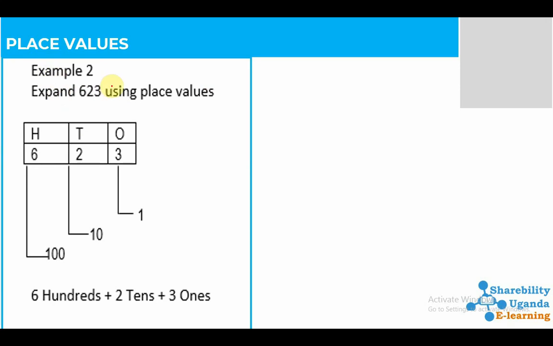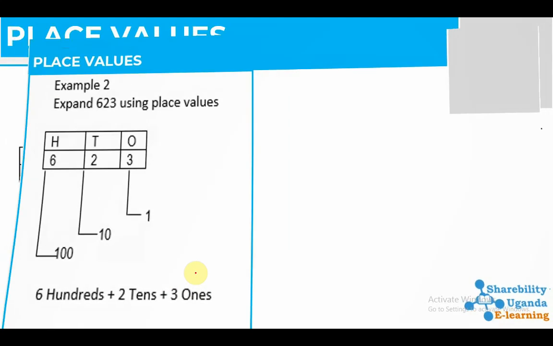Okay, so let's also look at another example here. We have been given another example too. We have 623. They are saying we should expand this one. Using our same explanation, O represents our ones, T represents our tens, and H represents our hundreds. So we say a 6 is in hundreds, a 2 is in our tens, a 3 is in our ones. So we shall write 600s plus 2 tens plus 3 ones. Okay, so we shall be able to come up with a very correct answer.